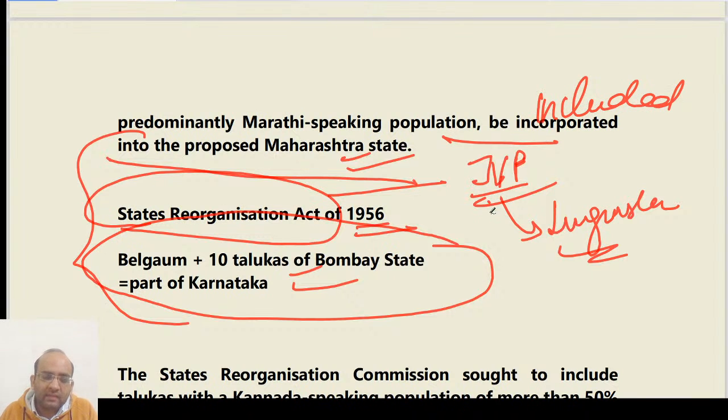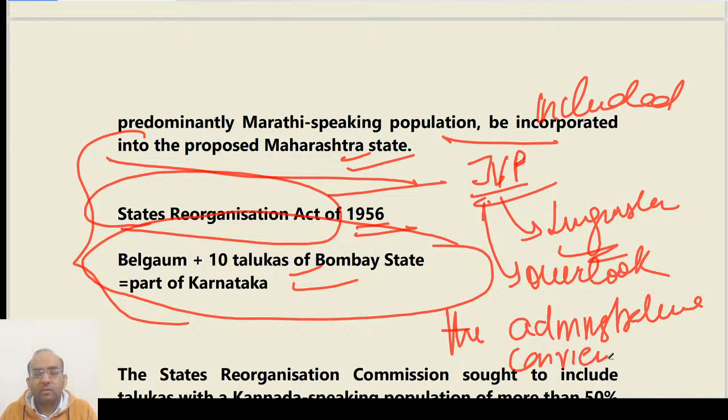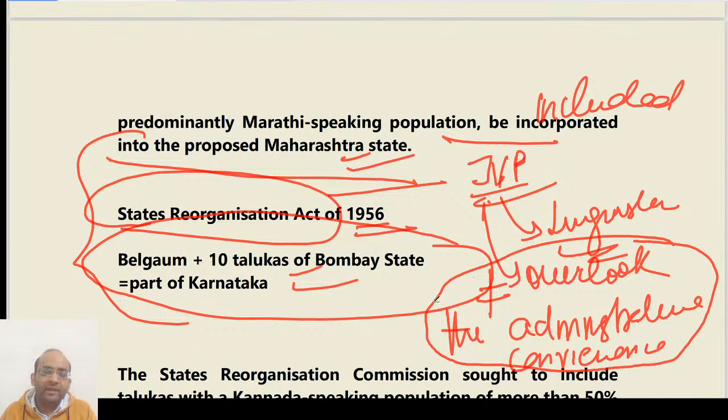But at the same time, they did not overlook the administrative convenience factor. They sometimes considered that while drawing the boundaries of the state, administrative convenience would also be taken into account. That is why Belgaum was included in Karnataka, not Maharashtra, despite the Marathi-speaking population being in majority, despite the wish of Belgaum people to be included in Maharashtra.